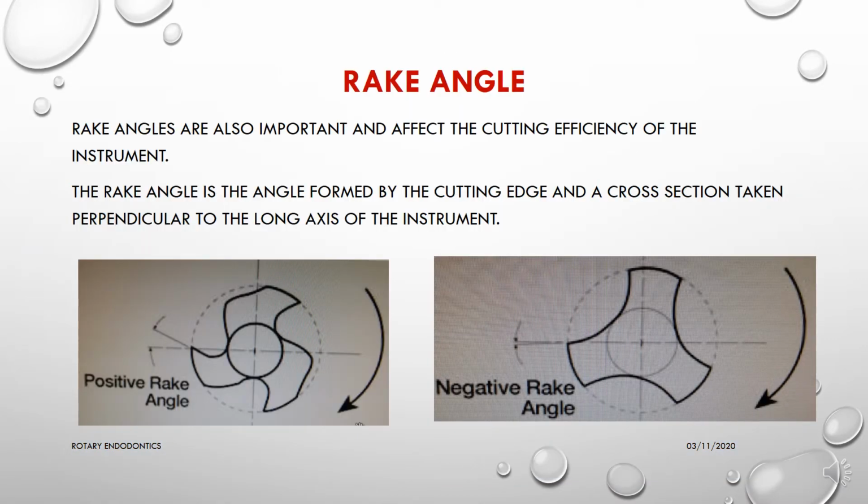One more important characteristic of a rotary instrument is rake angle. Rake angle is very important and affects the cutting efficiency of the instrument. The rake angle is the angle formed by the cutting edge and a cross section taken perpendicular to the long axis of the instrument. Rake angle can be positive or negative.